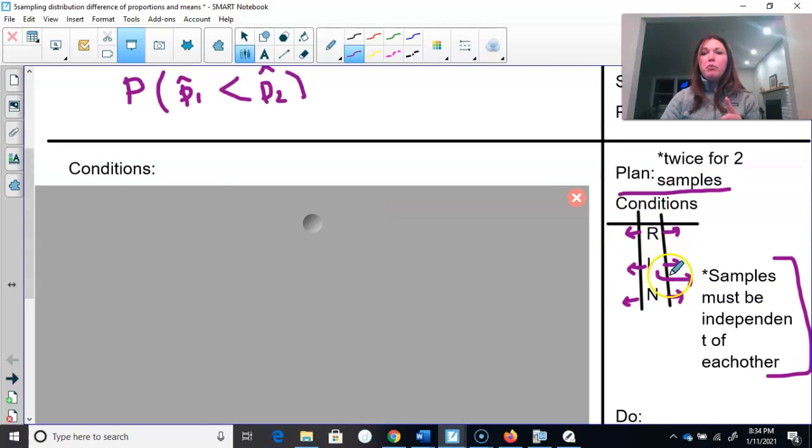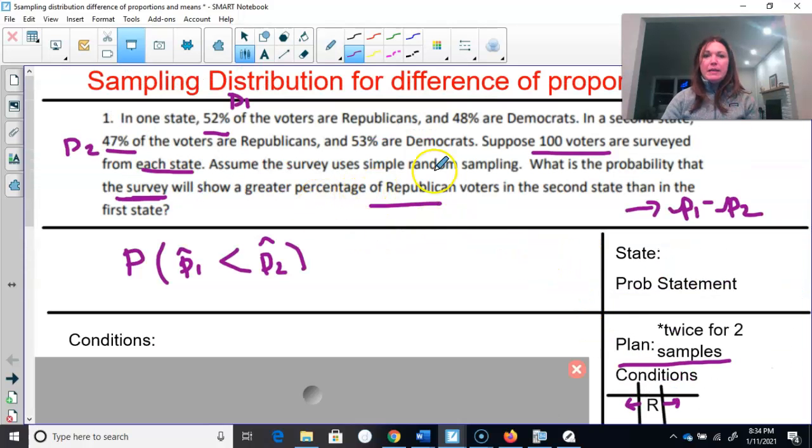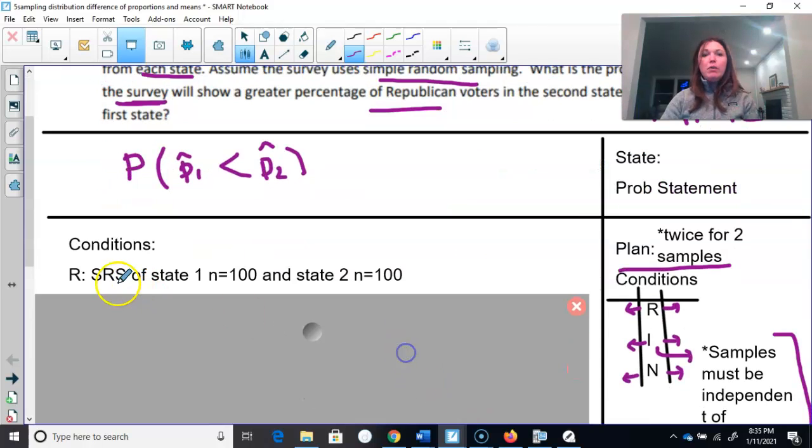So the first one, random. Do we have random samples? It states that we have a simple random sample of 100 voters. So an SRS of state 1, n is equal to 100. SRS of state 2, n is equal to 100.